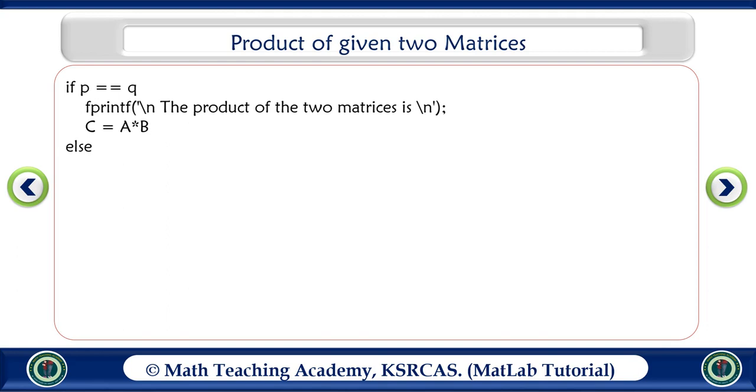Else, if p is not equal to q, then we cannot multiply the given two matrices. So display the text, "Try to get another two matrices because here the multiplication is not possible." And then end.